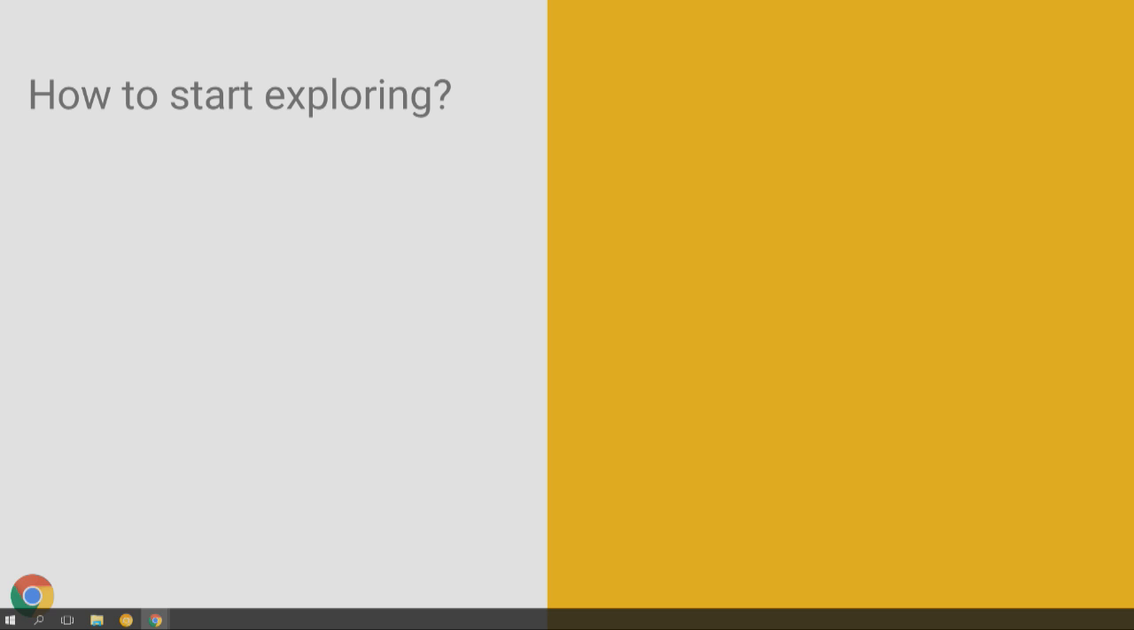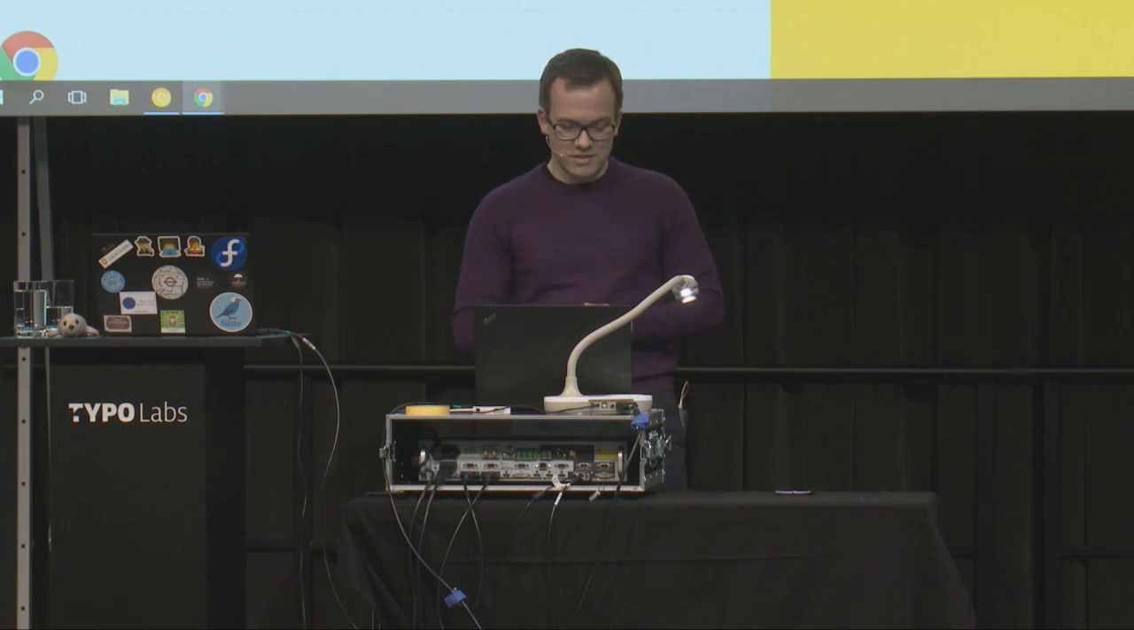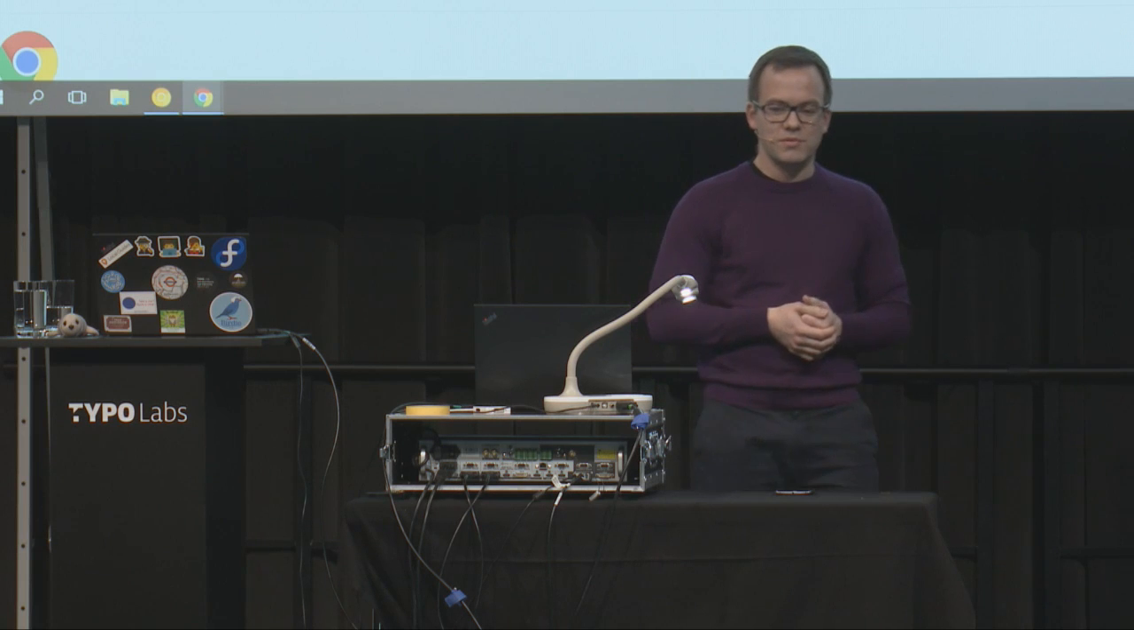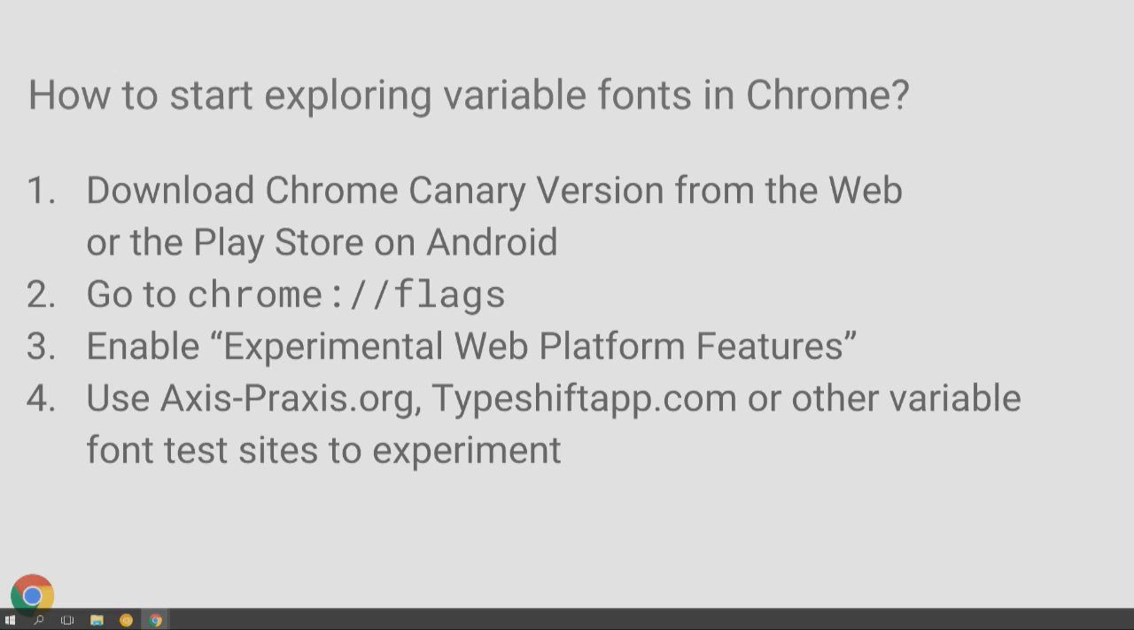So how can you start exploring? These are all public versions of Chrome. There's no trickery, it's not fake. You can start downloading it. And so the four steps for you to get exploring: first, download the Chrome Canary version from the website or from the Play Store on Android.